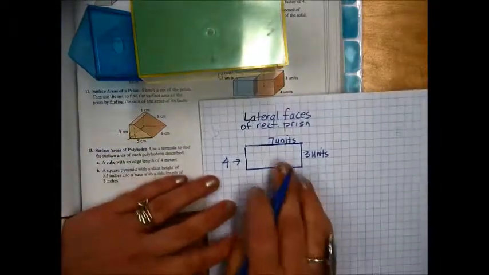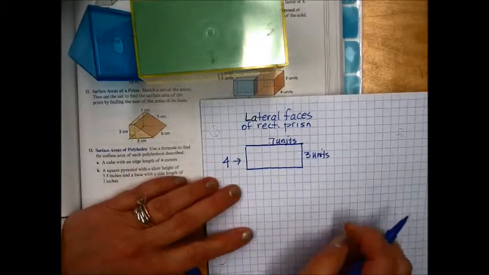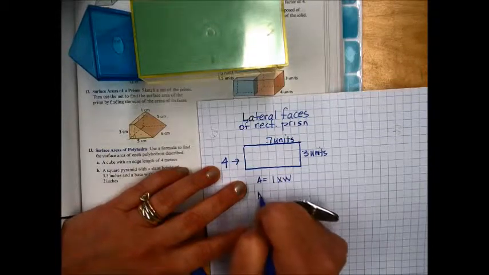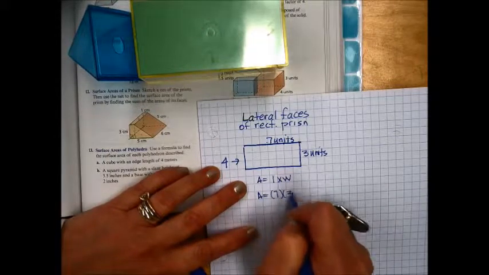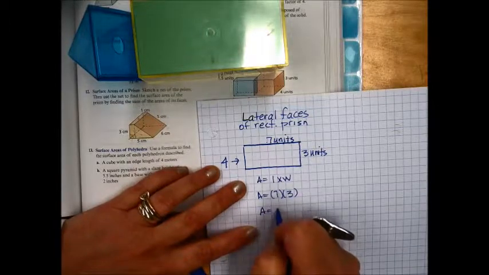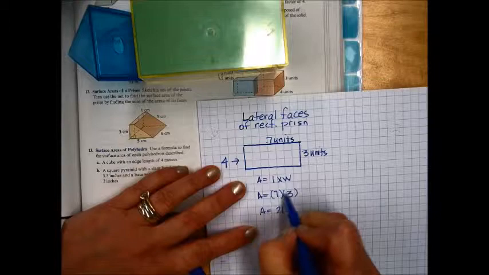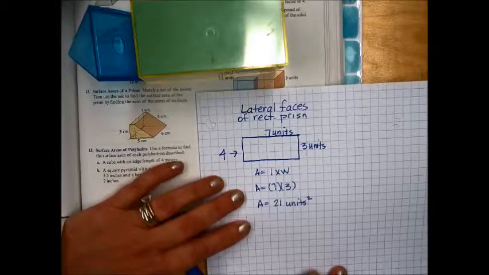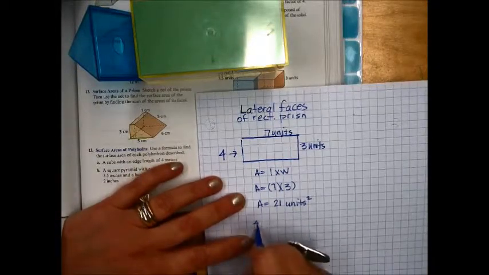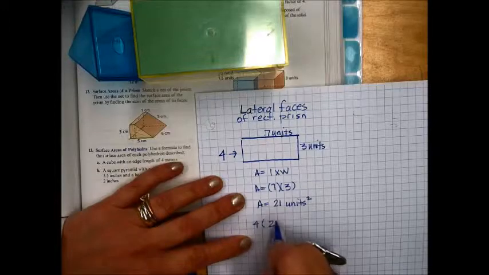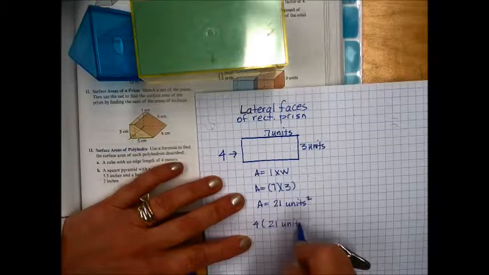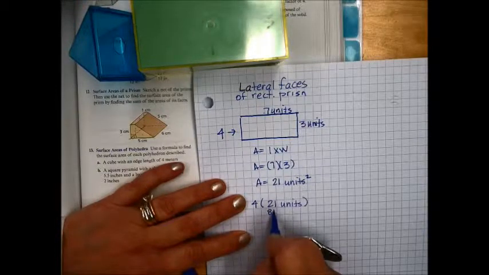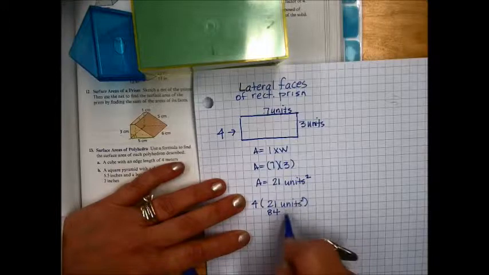Okay? Now what is the shape? A rectangle. What is the area of a rectangle? Length times width. So the area is 7 by 3. So the area is 21. And these are units times units, so that is units square. Area is always square. Alright, but we have 4 of these. So we have 4 sets of 21 units square. And so 4 times 21 is how much? 84 units square.